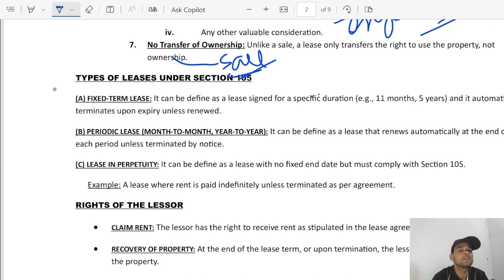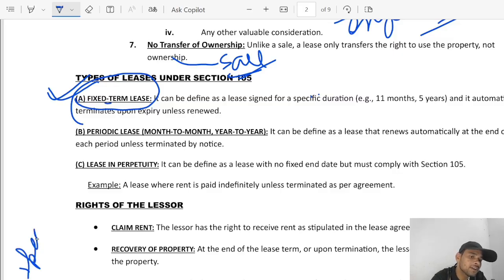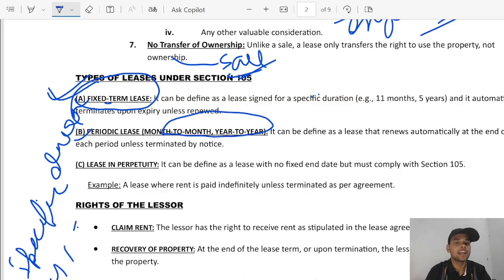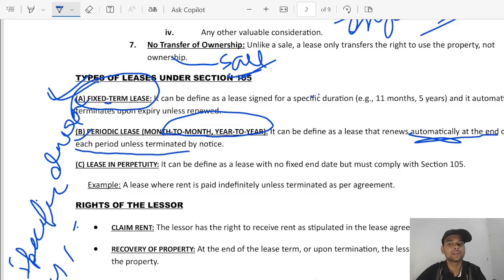Proceeding further, types of lease under Section 105 of Transfer of Property Act. Number one is fixed term lease. As I already explained earlier, fixed term leases are for a specific duration, like for 2 years, 11 months, that's all. Second is periodic lease, that is month to month or year to year lease. These kinds of lease basically renew automatically at the end of each period unless terminated by notice.